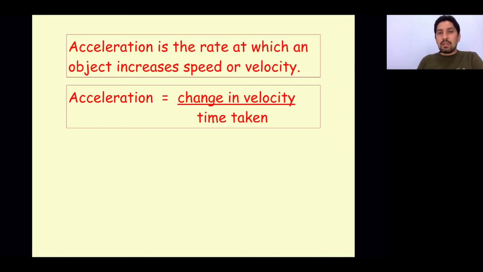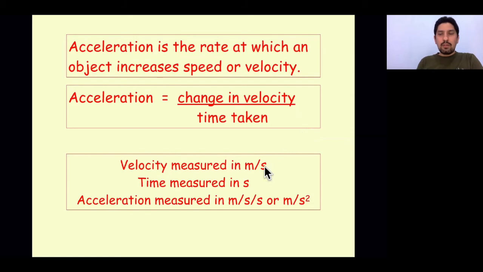Acceleration equation here: acceleration is equal to change in velocity over time taken. Change in velocity, how do we get it? We get it from final velocity minus initial velocity. So v here stands for final velocity and u stands for initial velocity, over time taken during this period. And a stands for acceleration.